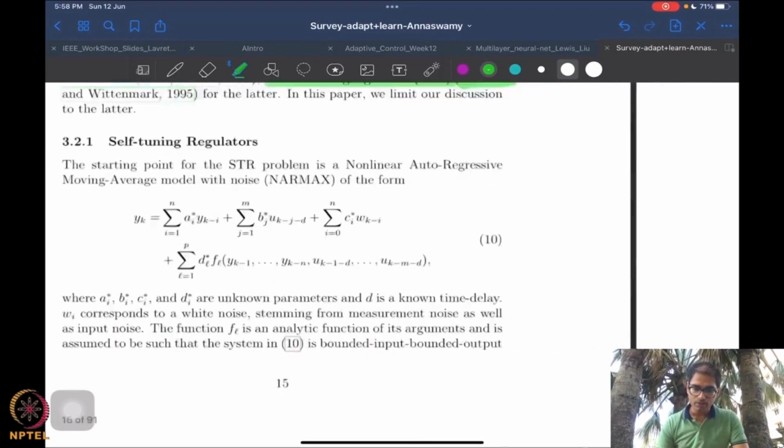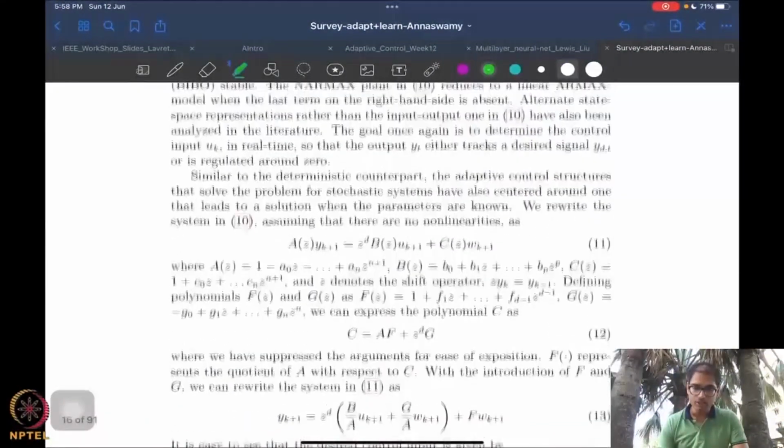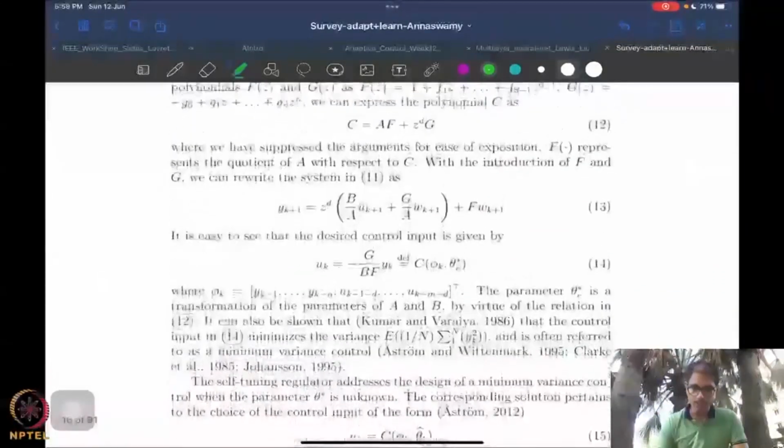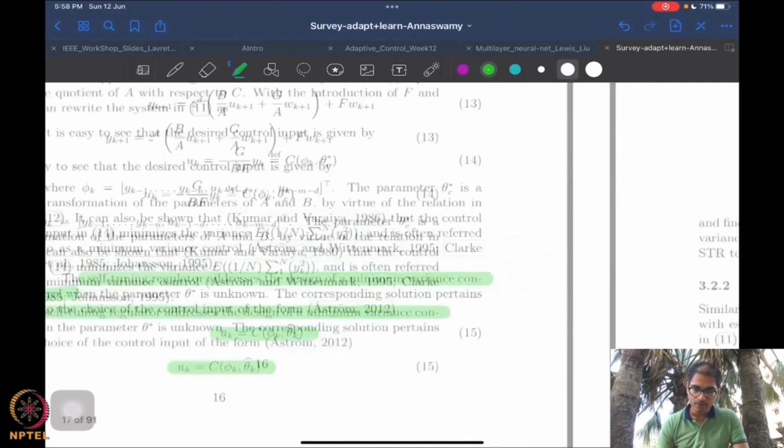And so there is also a little bit of a summary of what the self-tuning regulator results, that is stochastic discrete time adaptive control results, look like. So this is sort of what you have. And the idea is that the self-tuning regulator addresses the design of a minimum variance control, which looks something like this.